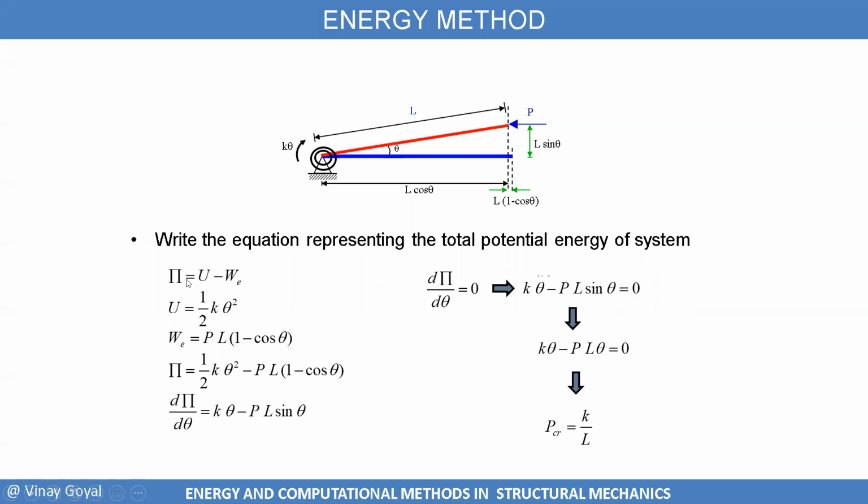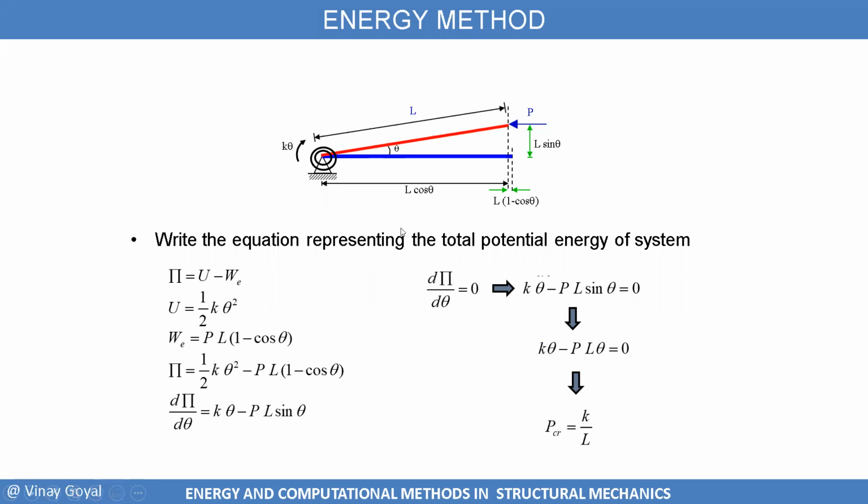What I have here is pi equals U minus WE. U is the strain energy; since it's a rigid bar, all we have is the strain energy of the torsional spring. That's the only thing that needs to be considered. So that's 1/2 k theta squared, because that's the energy of a spring. And then I have the energy due to the external load applied. I have a load P here, and the load P moved from this point to that point axially. So P times that deflection in this direction is P times L times 1 minus cosine theta. That's what you see there.